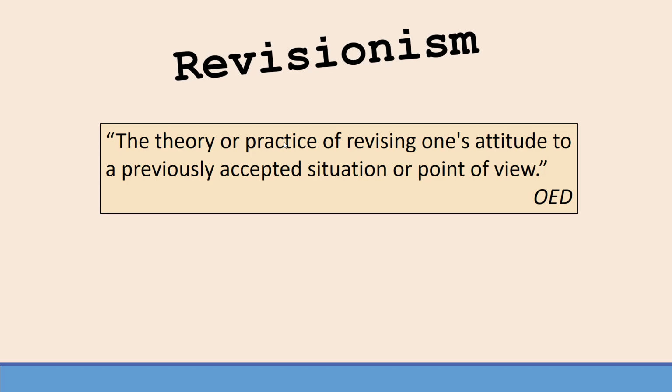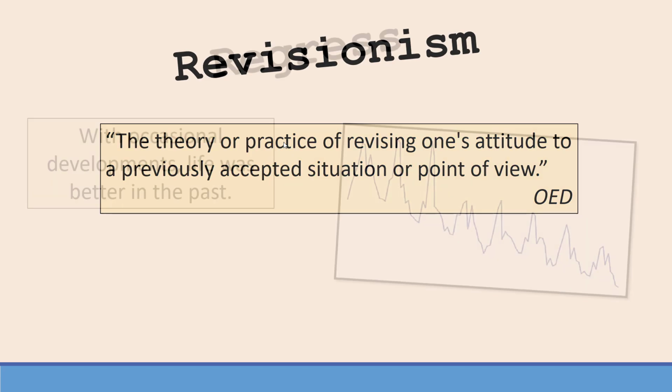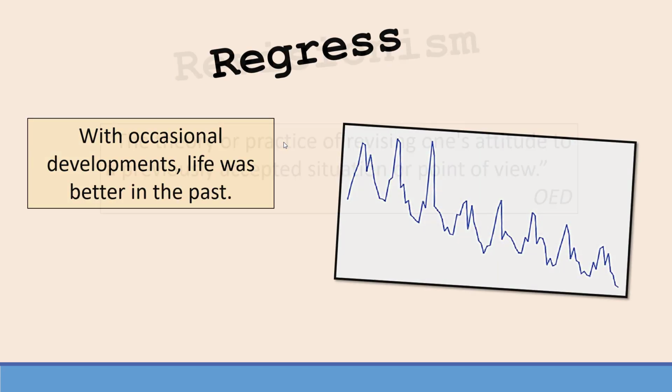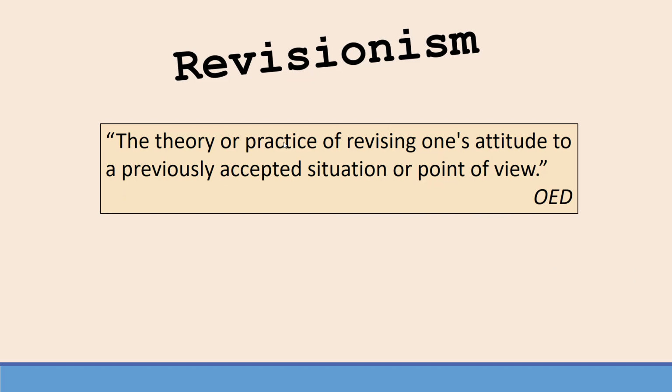Okay. And because that progressive position is maybe more of the status quo or a more prominent position, as you reconsider strengths of positions and attitudes towards positions, this is called revisionism. So in this situation, this idea of regress is defined as a revisionist position, okay? It goes against a generally accepted belief, okay? This is how the Oxford English Dictionary defines it: the theory or practice of revising one's attitude to a previously accepted situation or point of view.